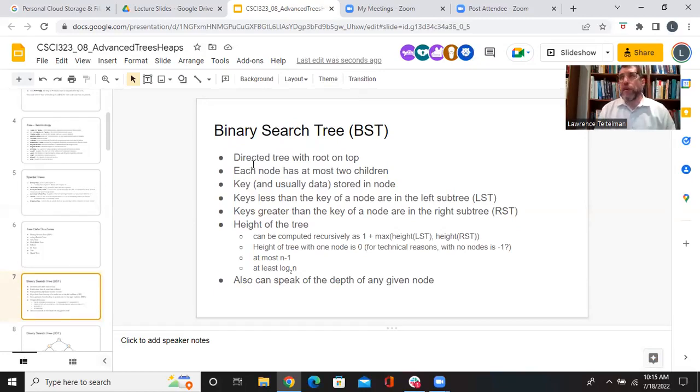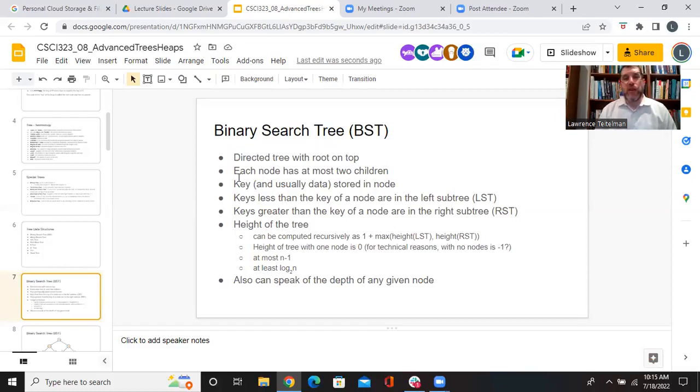A directed tree means there's direction on the edges. So the trees that we'll be dealing with are mostly directed downward, so everything is in the direction of root to a lower level. Sometimes you can have trees that are directed in the other direction, but they all need to be in the same direction. It's a binary search tree, which means that each node has at most 2 children.